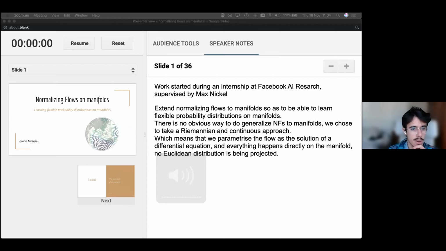Okay, so I'm going to talk about normalizing flows and manifolds, so basically different ways of parameterizing and learning probability distributions on Riemannian manifolds. I think I've made too many slides, so I'm going to skip a few. Feel free to interrupt if you have questions or remarks. I tried not to put too many questions and to use more pictures, but feel free to ask questions. What's interesting is the discussion that it creates.